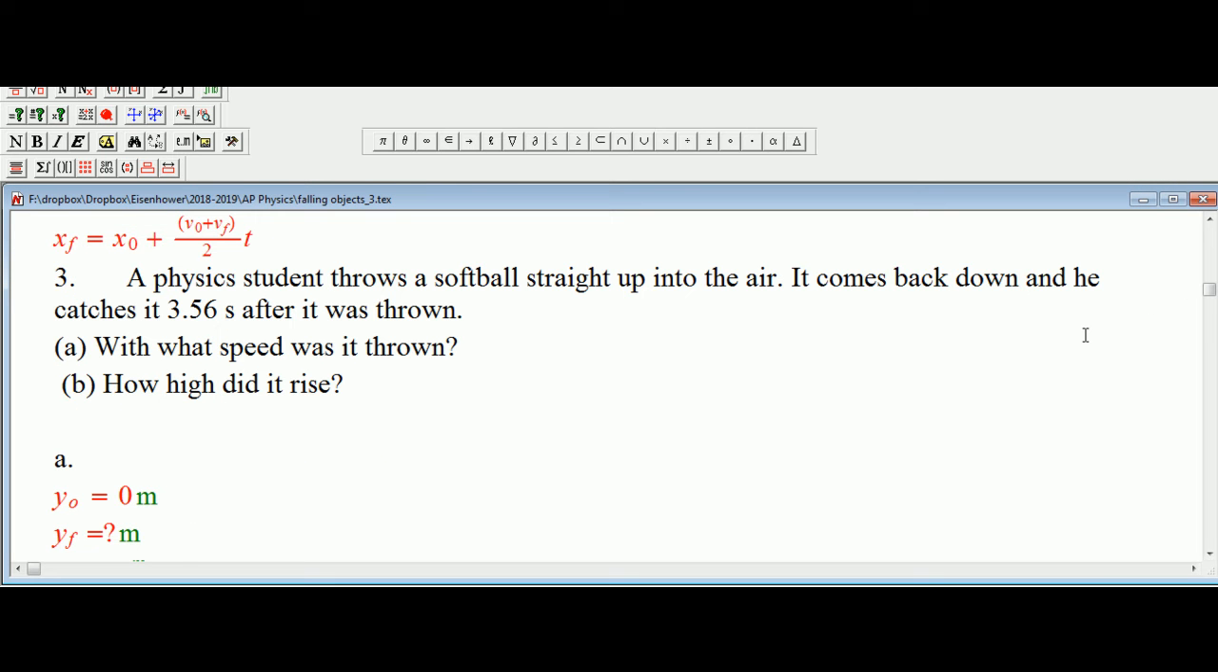Okay, guys, this is problem number 3. A physics student throws a softball straight up in the air. It comes back down and she catches it 3.56 seconds after it's thrown. Part A: with what speed was it thrown? How high did it rise?